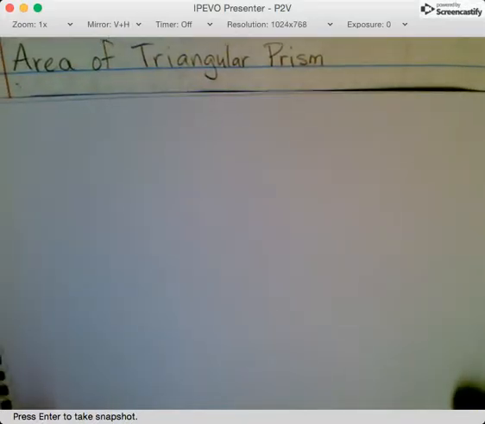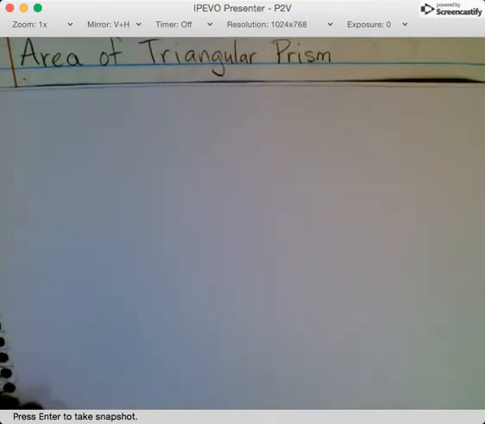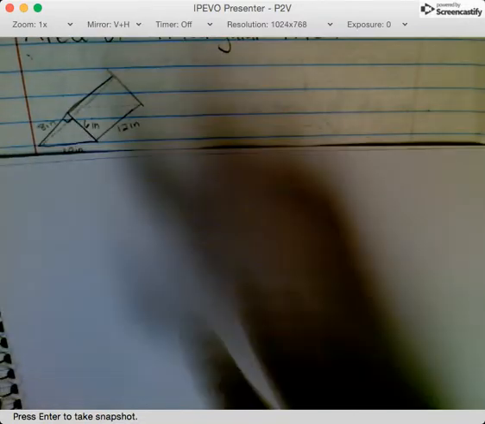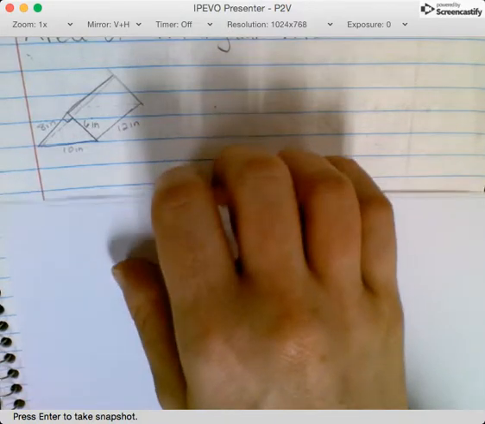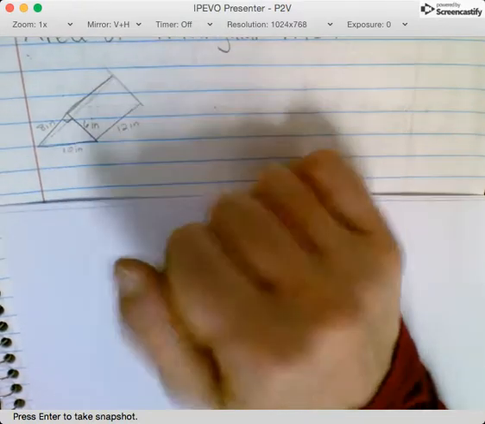Hi, this is Miss Goodale, and today I'm continuing to talk about surface area. Today my surface area video is going to be talking about a triangular prism. That would be rectangles on all sides except for the end. So the lateral faces are rectangles, and then the ends are triangles.